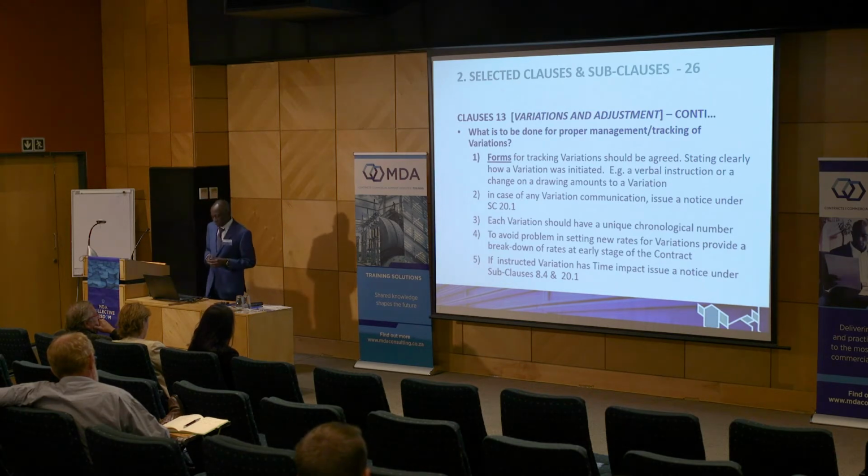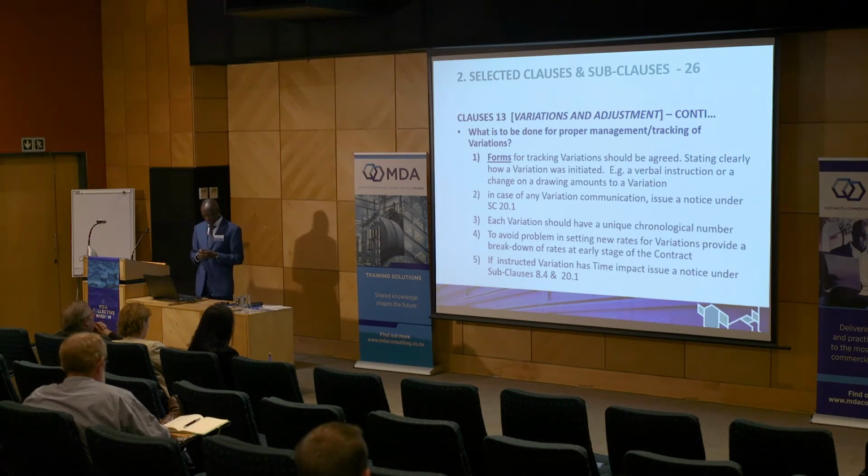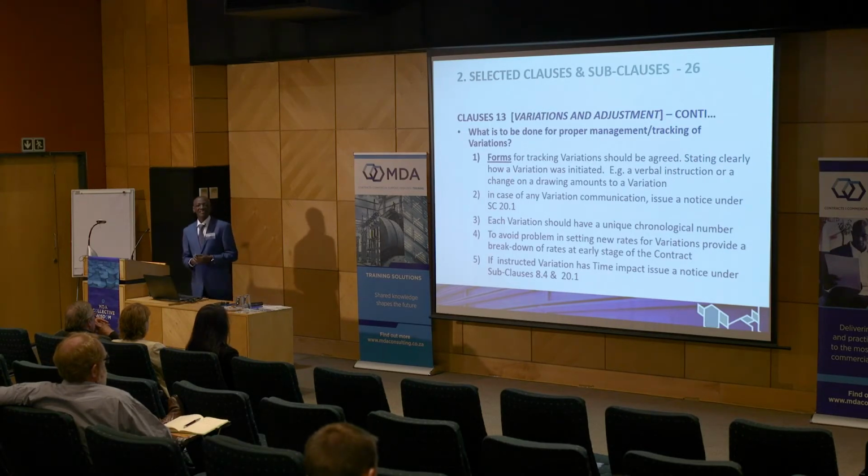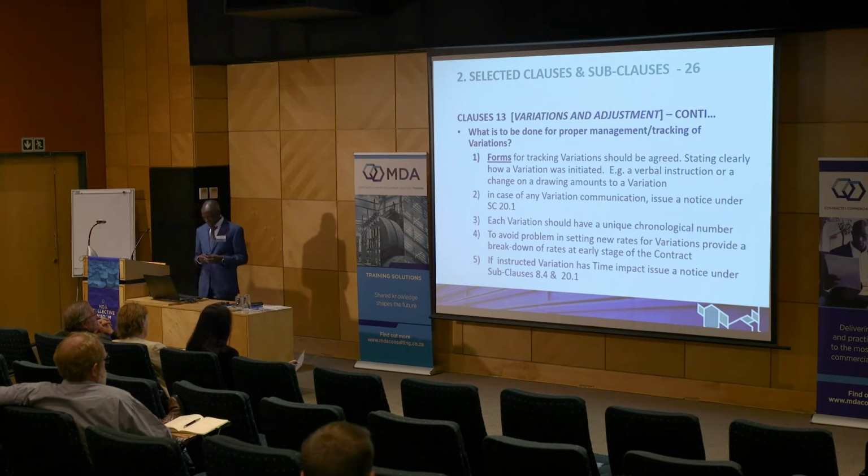There are other instructions which come through communication. So if the contractor considers that the instruction which has been given is a change, he should notify under subclause 20.1 his entitlement to claim for additional cost and time. Under this form, each variation should have a unique chronological number.